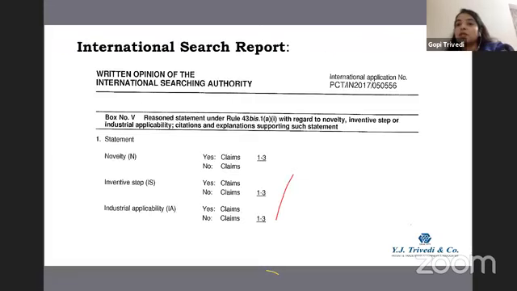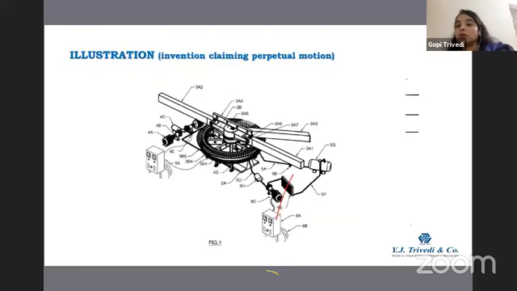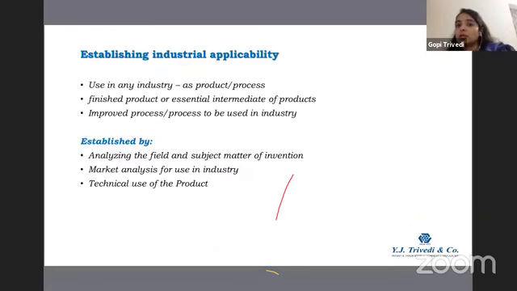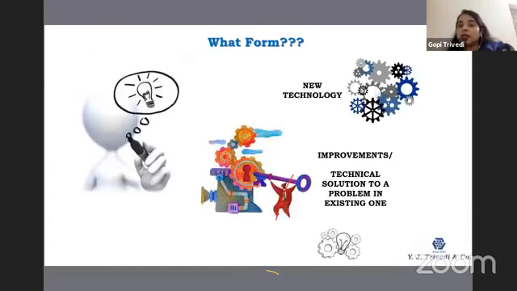So the objection which came to us was, yes, there is a novelty, there is something great, but there is no inventive step because we didn't solve any problem. At the same time, there is no industrial applicability because it claims perpetual motion. Perpetual motion is not to be used in the industry or manufactured either. So such inventions are not granted patents. So I think I am clear with these three criteria.